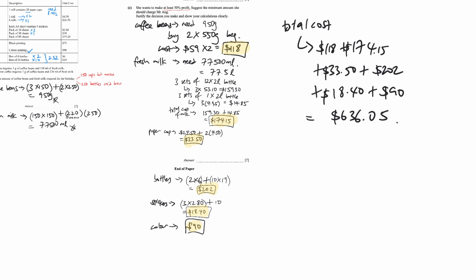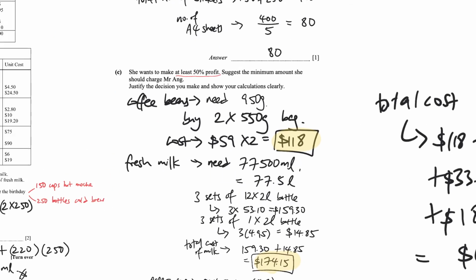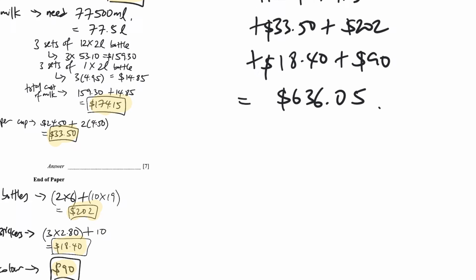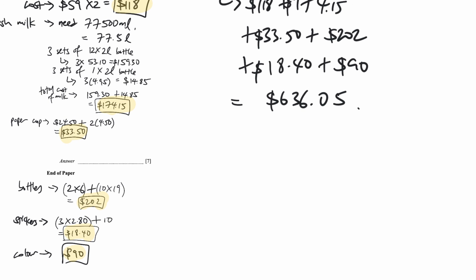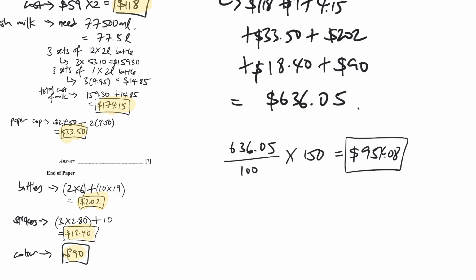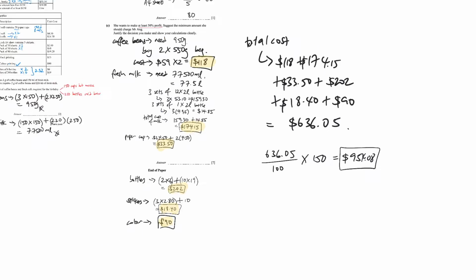$636.05. I want to make at least 50% profit. So how much should I charge this person? Let's say, so we want to find 150%. So we divide by 100, multiply by 150. I should charge the person at least $954.08. There you go.